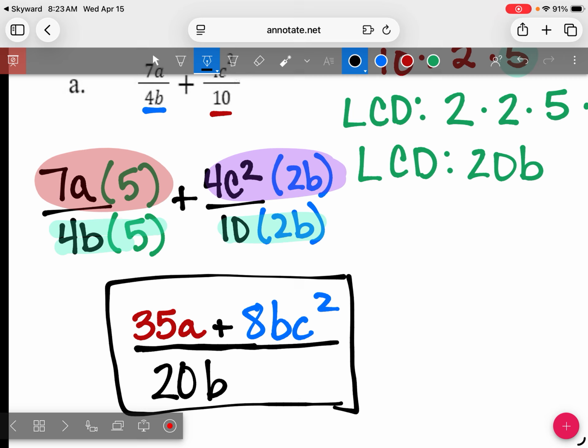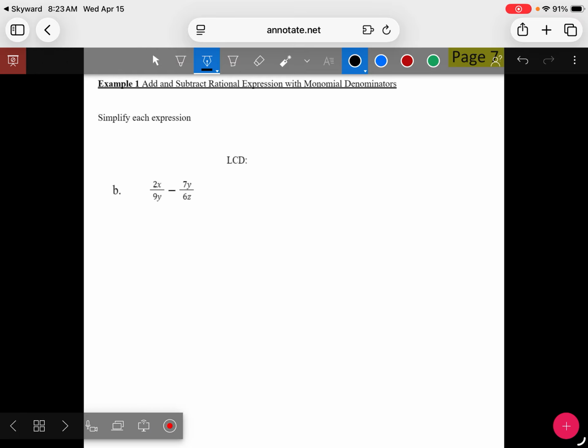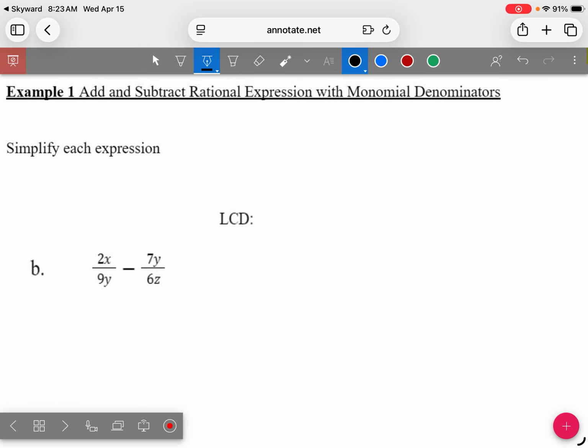All right, any questions about that? Let's look at question B. All right, we're going to do the same thing. I want you to take that 9Y and break it down, and take the 6 zebra and break that down. Take a couple of minutes and break those both down.